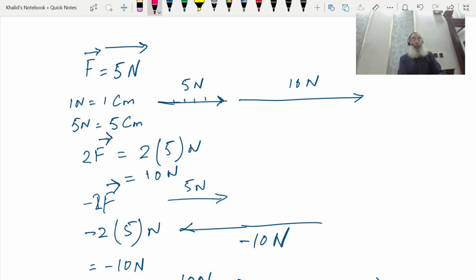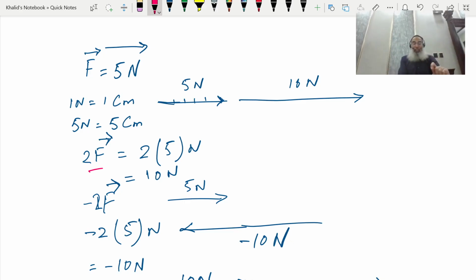And if we want to multiply it by a scalar, 2 times 5 becomes 10 Newton. And 10 Newton is actually a 10 centimeter long line, according to the same scale. Because we cannot change the scale for the same example, for the same problem. We cannot change the scale.